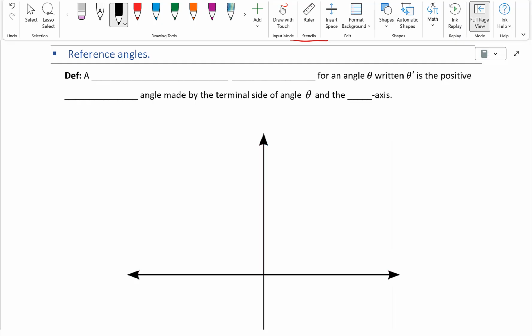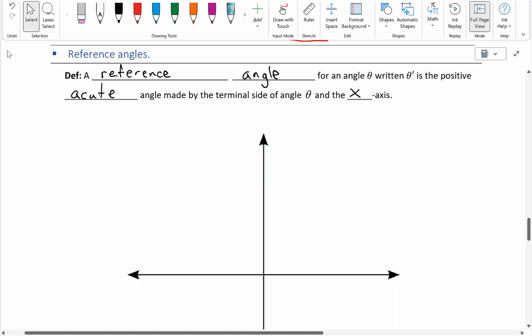The last objective is reference angles. We start with a definition. A reference angle for an angle theta, written theta prime, is the positive acute angle made by the terminal side of an angle theta and the x-axis.